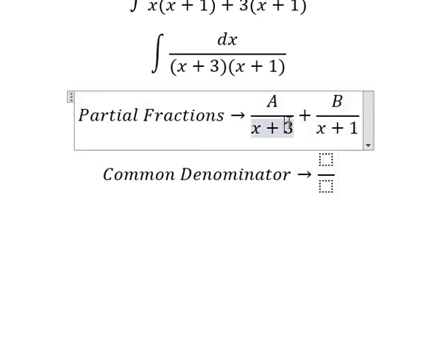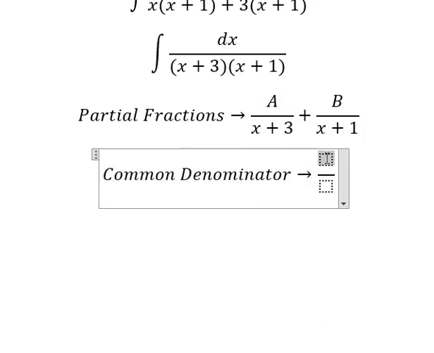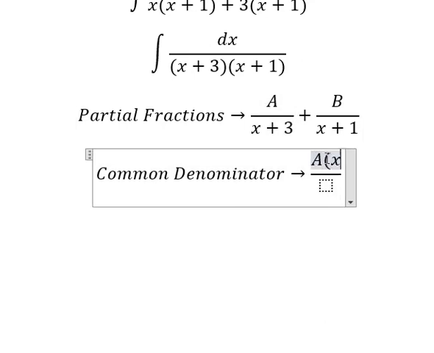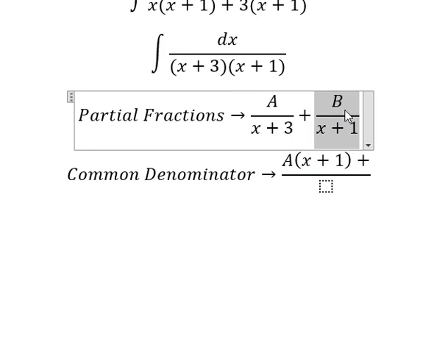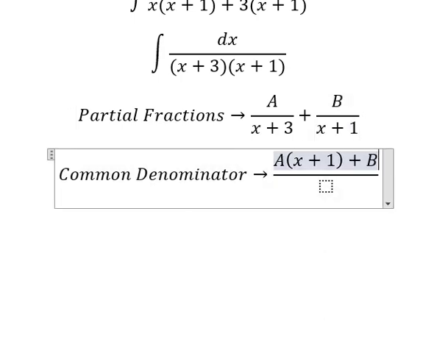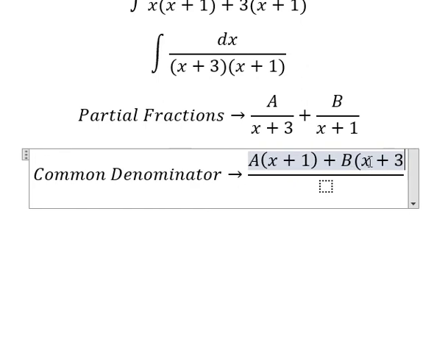So about this one, it is missing about s plus 1. So capital A multiplied by s plus 1. About this one, it is missing about s plus 3. So capital B multiplied by s plus 3.